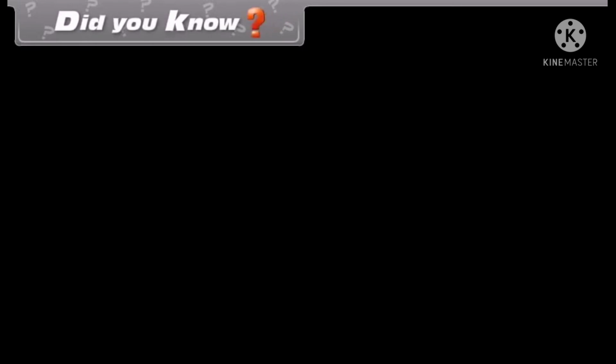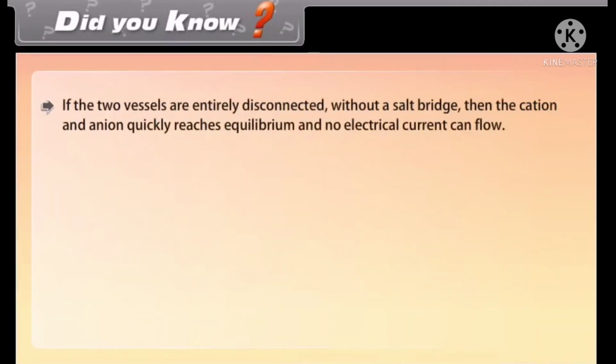Did you know? If the two vessels are entirely disconnected without a salt bridge, then the cation and anion quickly reach equilibrium and no electrical current can flow.